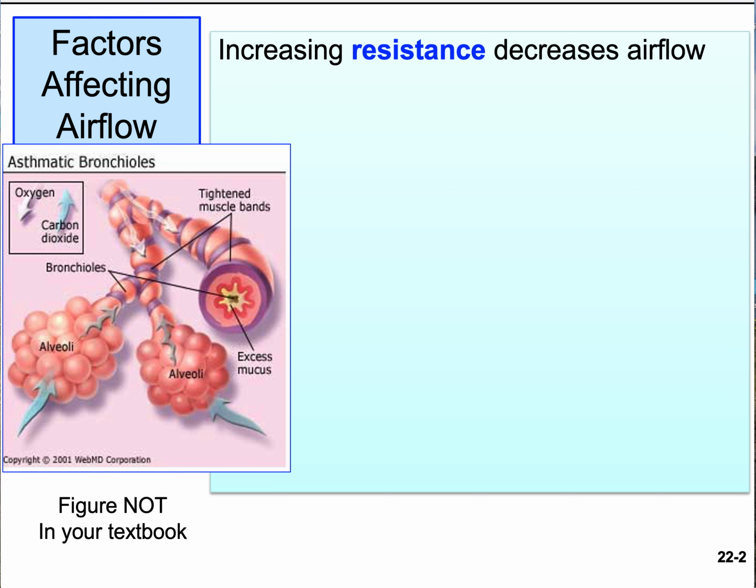As we breathe in, I mentioned before that in the bronchioles there is smooth muscle. And so here they're looking at tightened muscle bands in the case of someone with asthma. And what we're saying is these tubes leading into the alveoli are narrowed, they're restricted when this musculature is tightened. Also, excess mucus might close down the respiratory lumen and reduce the amount of airflow in and out to the alveoli. So this is one of the problems with asthma.